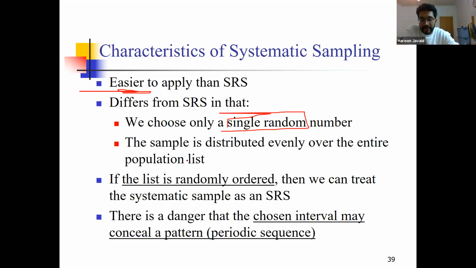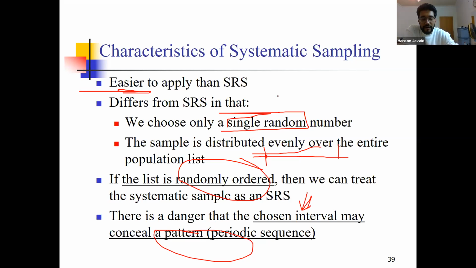It only works if this list is randomly ordered. The list itself that you are selecting people from should not be ordered, for example, if you want to know the GPA of students, you can't have them ordered from least to greatest or something like this. It has to be completely random. There is a danger that the chosen interval may conceal a pattern of periodic sampling. Okay, so this is the only danger that you have in systematic sampling.